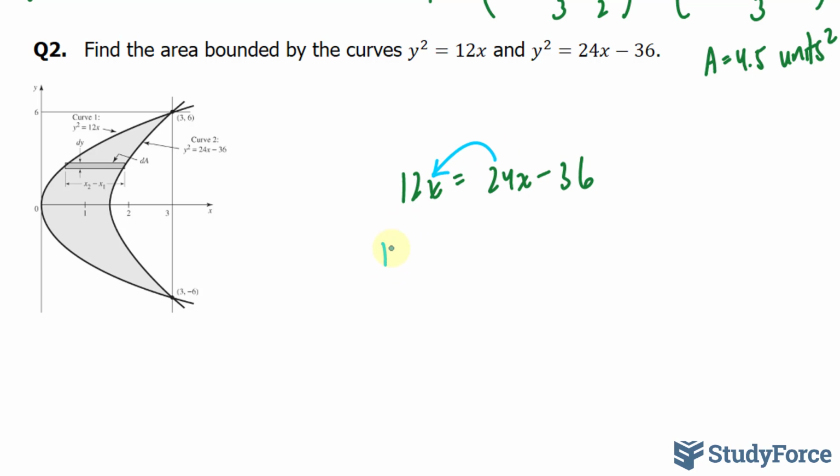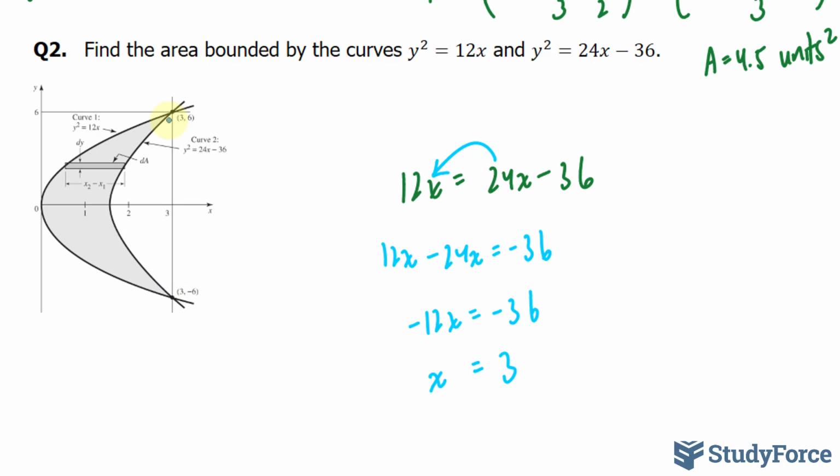Bringing that over, I get 12x minus 24x is equal to negative 36. That becomes negative 12x is equal to negative 36, and therefore x is equal to 3. And that shows in the illustration here. Notice that we have 3 here and 3 here.